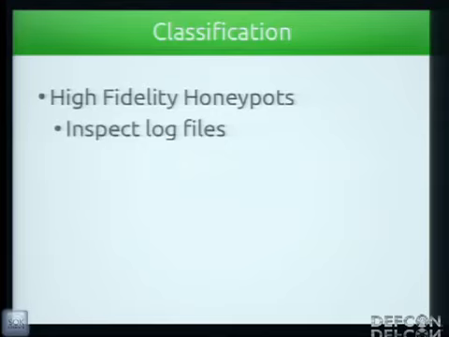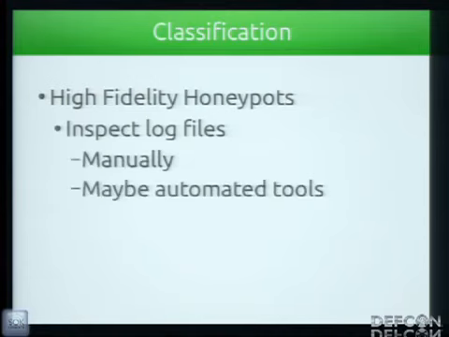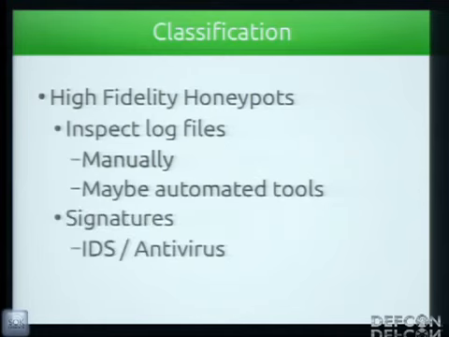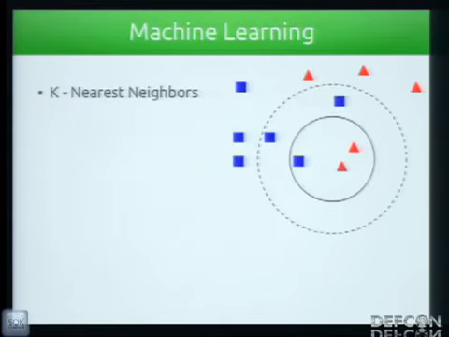Unfortunately, most of the way you do that is by inspecting log files. Maybe you've got an auto cron job that tells you if the shadow file changed or something like that. But mostly it's manual, which is really unfortunate. Sometimes there are automated tools, but not any general purpose automated tools. And signatures like IDS or antivirus mostly fail for the reasons that I talked about before. So we don't want to do that. We want automated learning, or automated detection, machine learning.